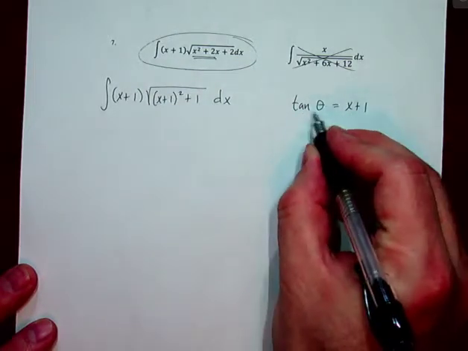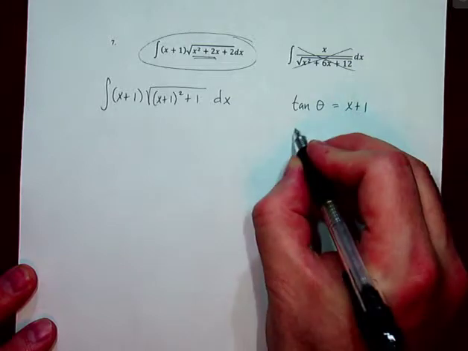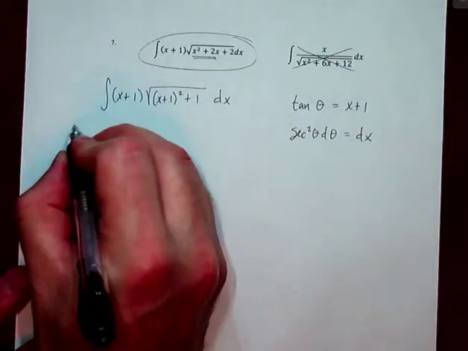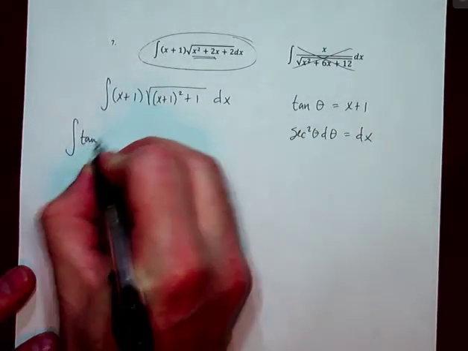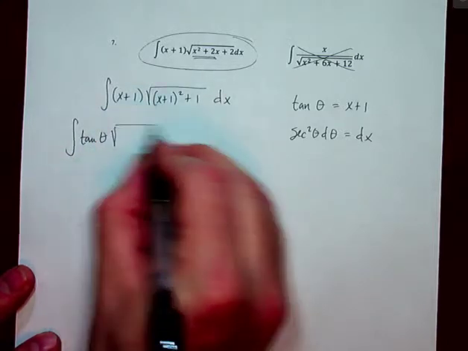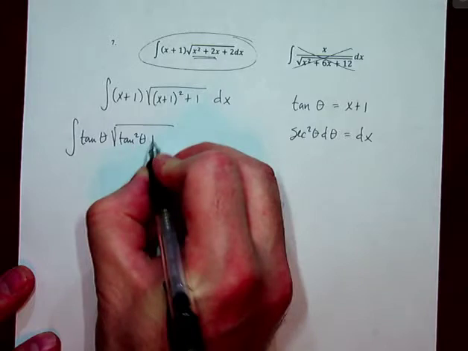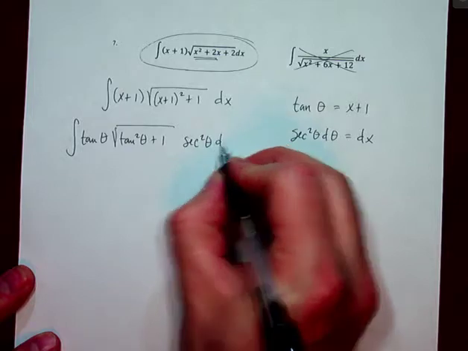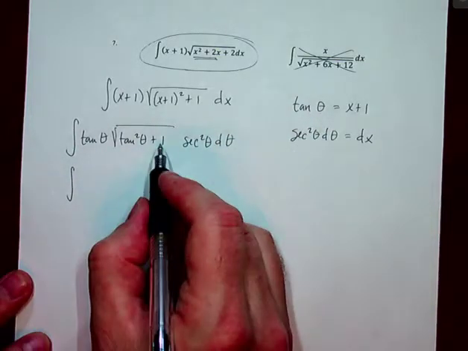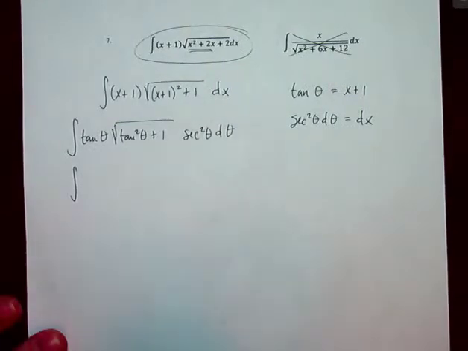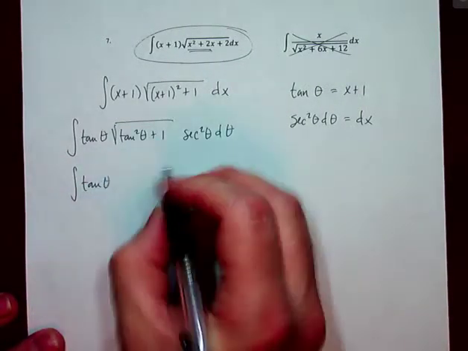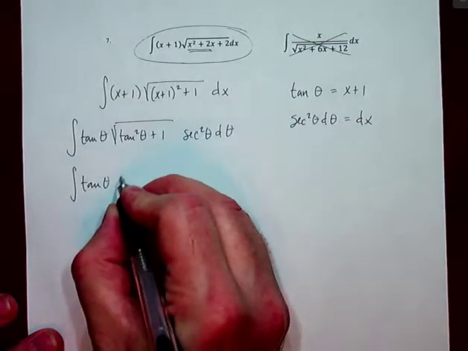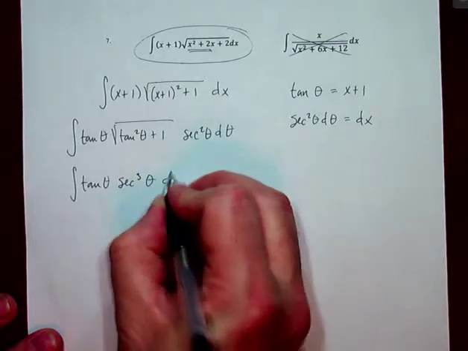So I'm going to let tangent theta equal x plus 1, and therefore secant squared theta d theta is equal to dx. So what I then have is tangent theta for this x plus 1, tangent squared theta underneath the radical, and for this dx over here I have secant squared theta d theta. Now, this tangent squared theta plus 1 is going to become secant squared theta underneath the radical, and that is going to become secant theta when it pulls out, and combine with that secant squared to become secant cubed theta d theta.